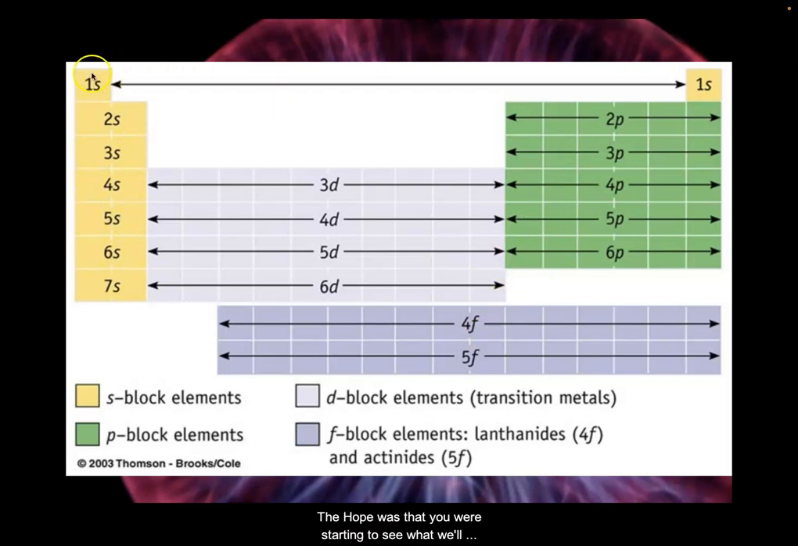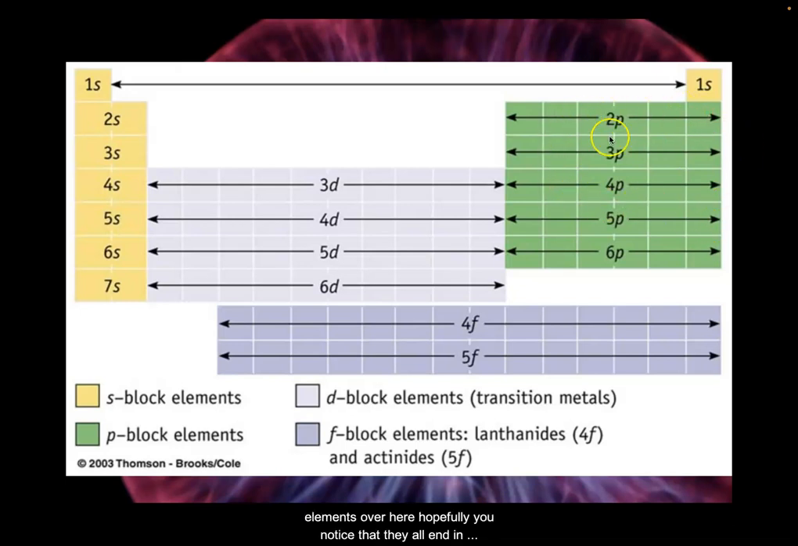The hope was that you were starting to see what we'll know as group 1 and group 2 are what we call the S block. When you look at their electron configuration, they always end in S. It might be S1 or S2, but these first two groups always end in S. Plus, of course, helium over here, which we put in group 8, because we're going to see that it actually has a full valence shell of electrons, so it behaves like a noble gas.